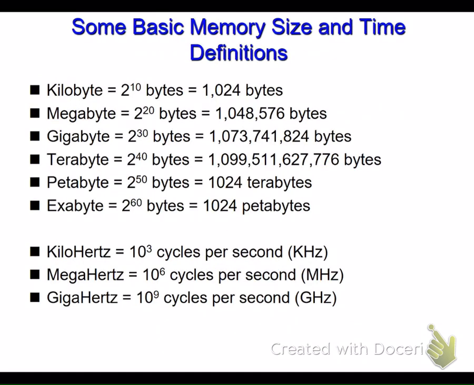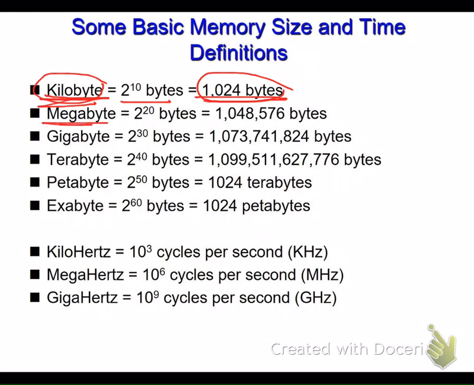Also, one very important thing here: the kilobyte is not 1000 bytes. It's 2 to the power of 10 bytes, which is 1024 bytes. So if I'm telling you that this is kilobyte, it is 1024 bytes.